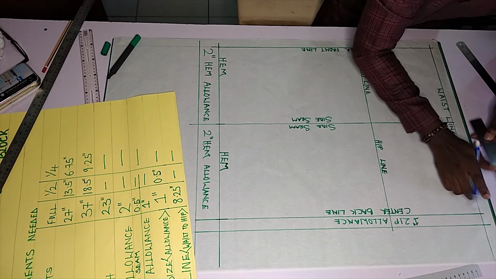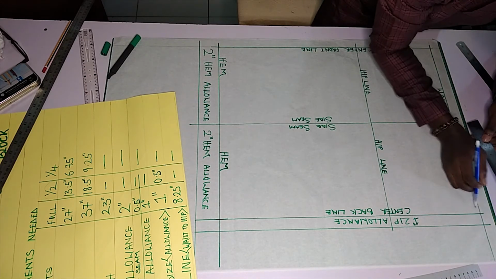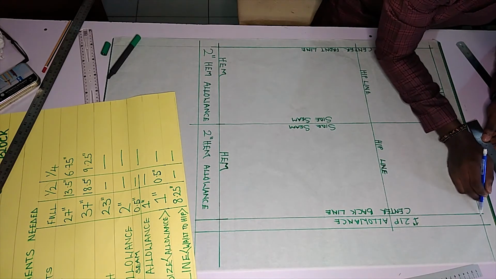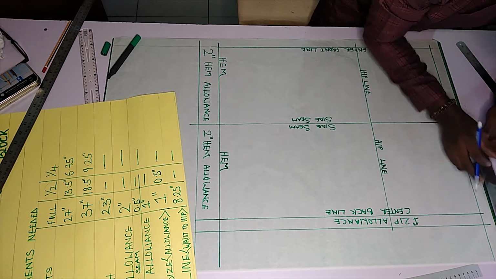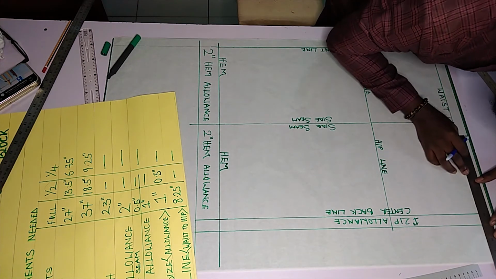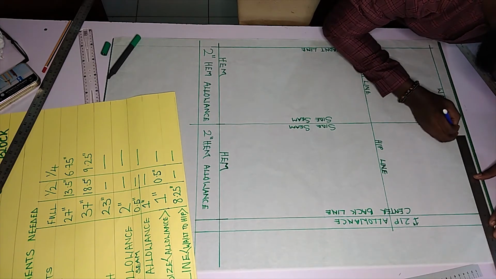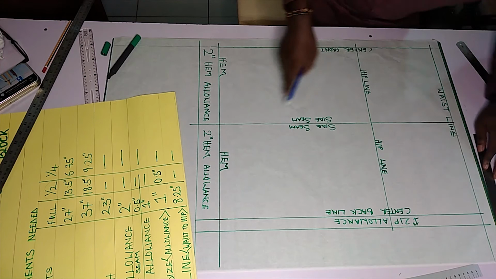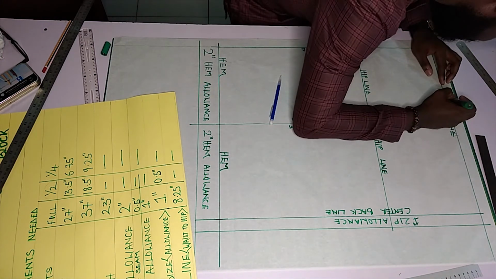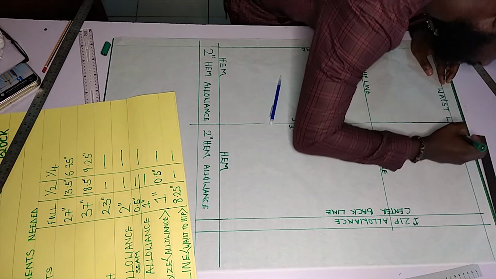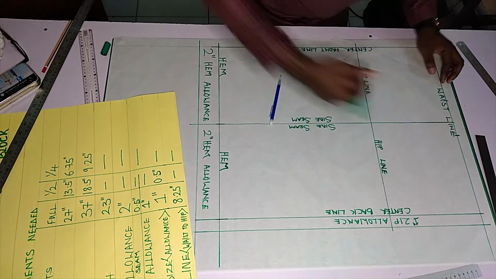Starting from my center back line, not my zip allowance. The zip allowance is an extra allowance, not the same as your body's, so you need to take note of that. So 7 3/4 is the measurement. Just a single stroke here would be fine. I would mark this out with my marker again so you guys can see it clearly.